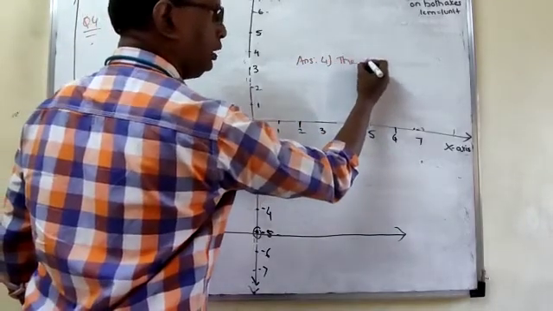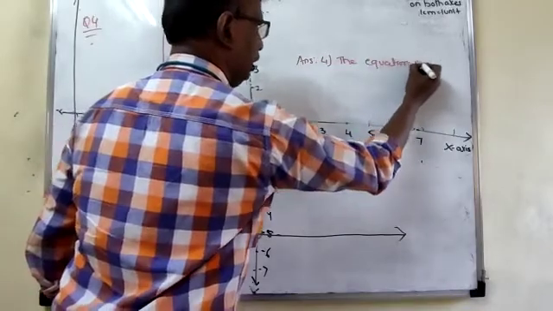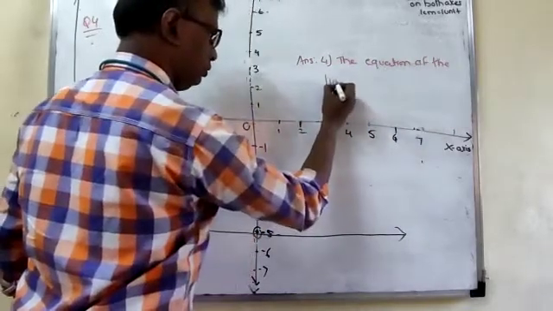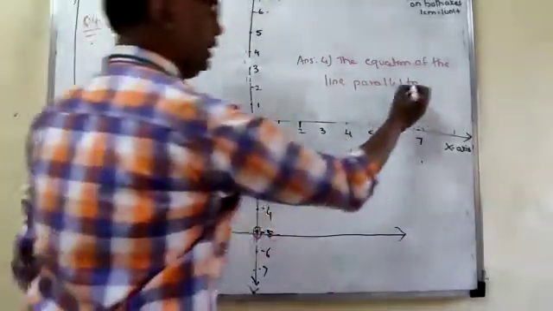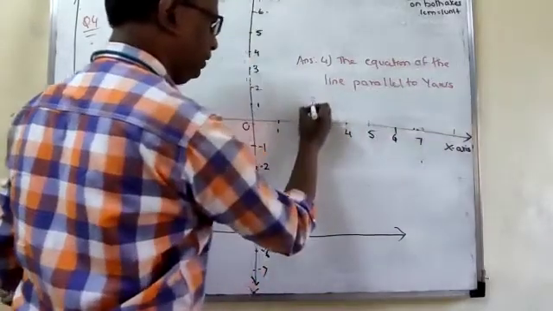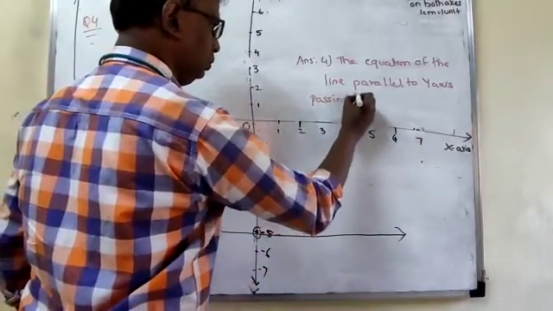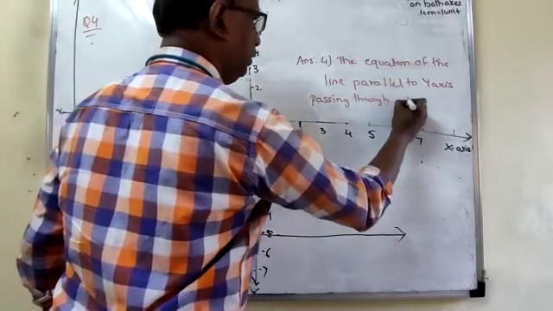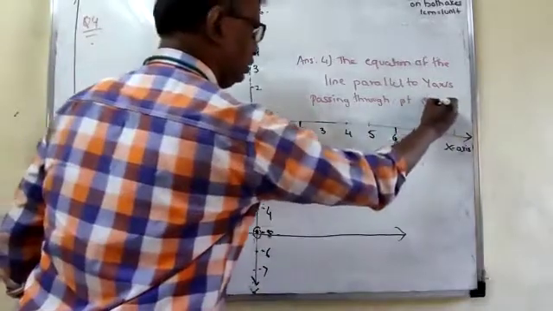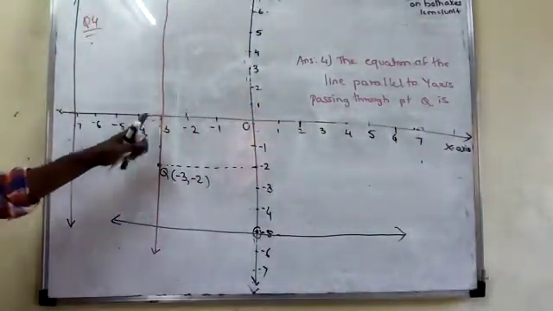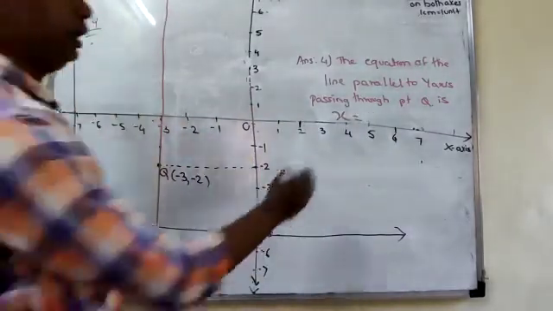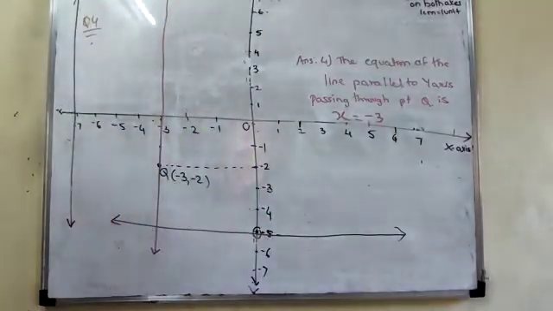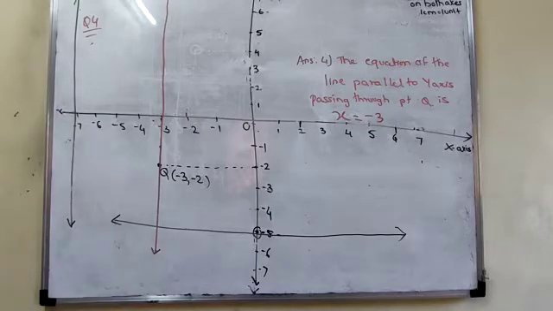The equation of the line parallel to which axis? Y axis, passing through point Q. Now this line touches which axis? X axis. So x is equal to, at which point? Minus 3. That's enough. This is your question number 4. Any doubt, students? Now come to question number 5.